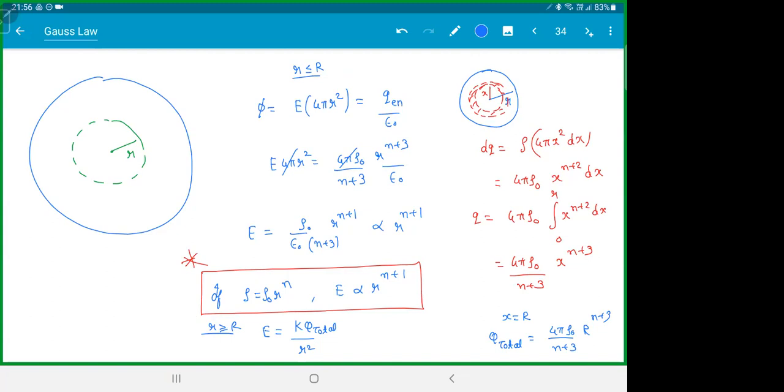Clear with this? Clear? Next one. So that's about cylinders and solid spheres, and solid spheres may also have variable charge density.